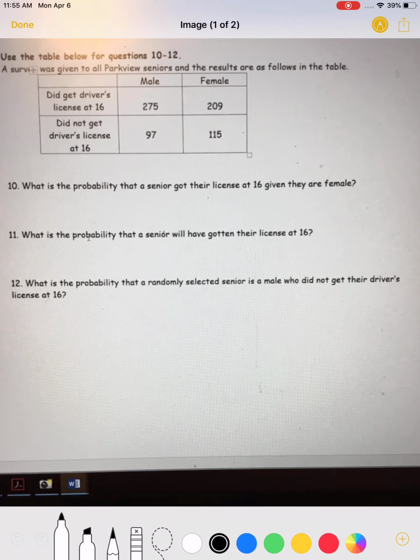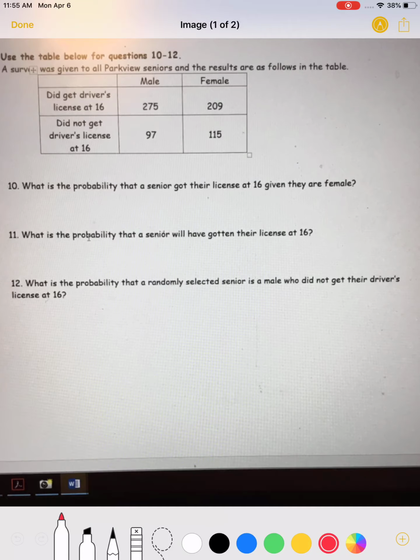Alrighty. So video number 2, this is going to be the back page of your assignment for Wednesday. We're using this two-way table for numbers 10 through 12. It says, a survey was given to all Parkview seniors and the results are as follows in the table. So I see males and females, and then did get driver's license at 16, did not get driver's license at 16. And of course, we left the totals off.